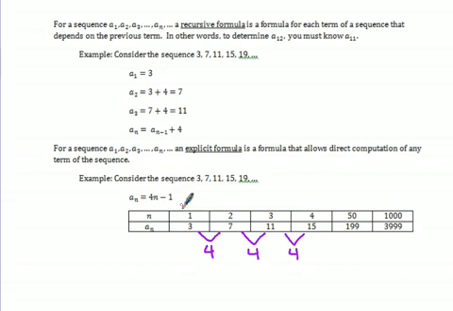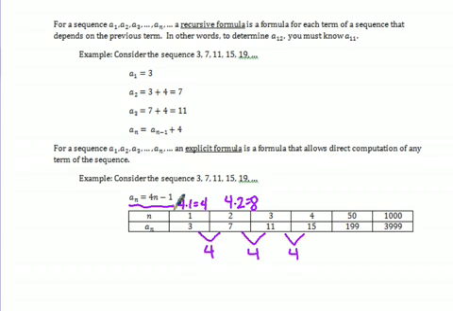So in this example, if I did 4 times 1, well, of course that's equal to 4. And so in order to get 3, I need to subtract 1. So then we could test that out on our next term. 4 times 2 is equal to 8, and 8 minus 1 gives me 7. And so you can see that that pattern works.